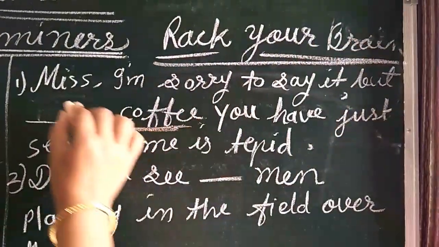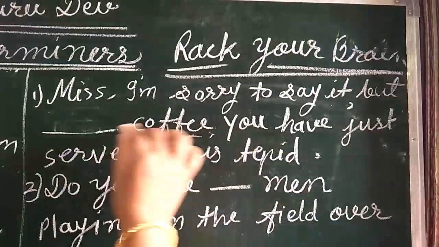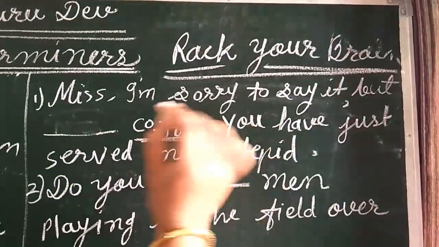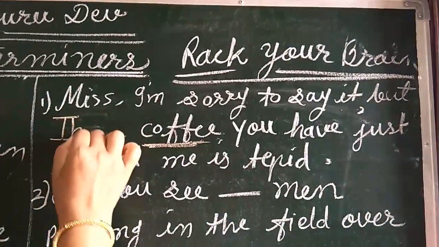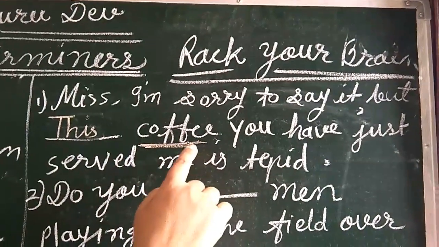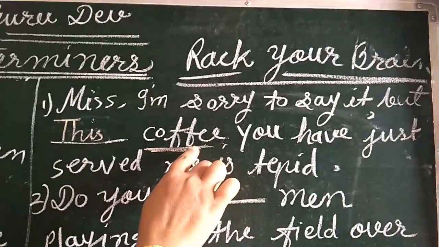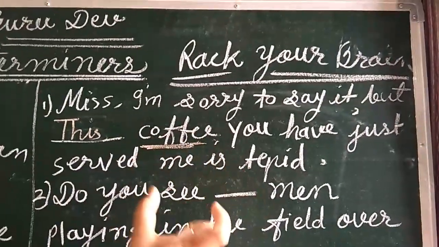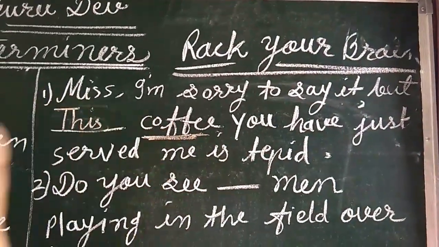Rack your brain. Fill in the blanks: Miss, I am sorry to say it, but the coffee you have just served me is tepid. So what is the answer here? The answer is this. Remember, this refers to a singular noun. It is near to the speaker. Here, coffee is meant to be a cup of coffee, and for that it is singular and we use this.